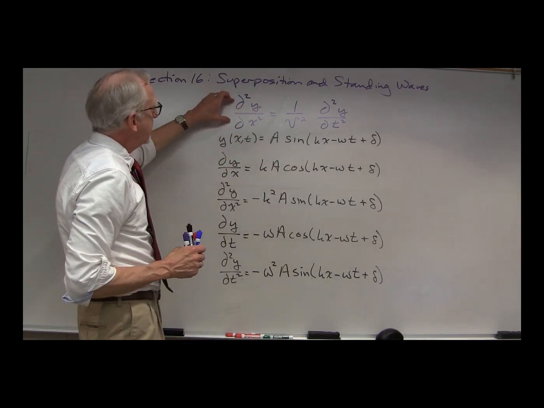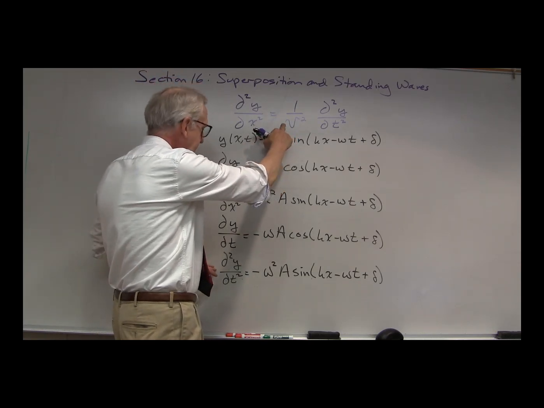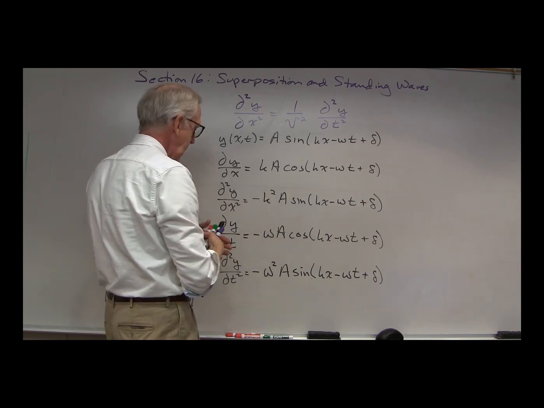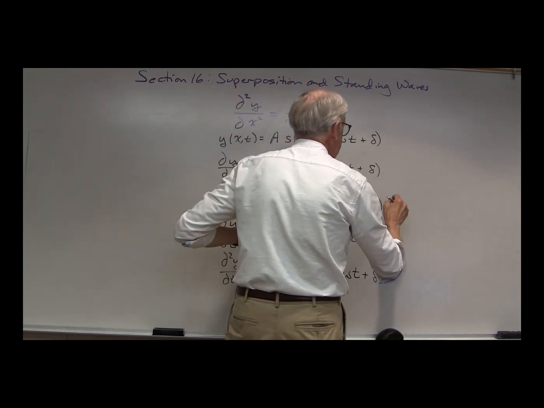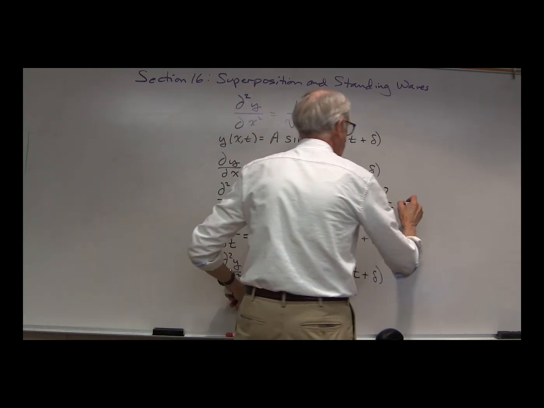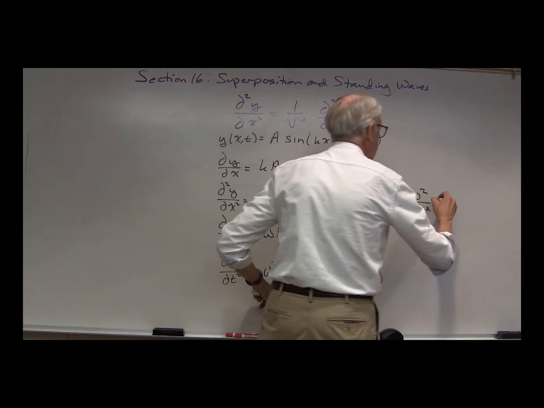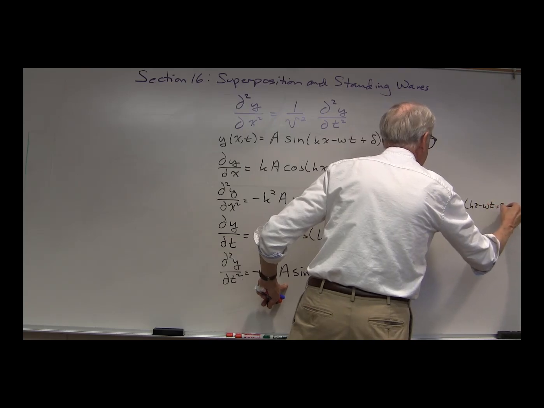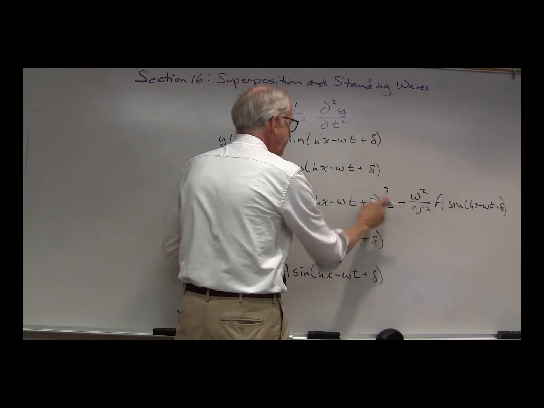What do we want? We want d squared y dx squared to be equal to 1 over v squared times this. So I'm going to write this times 1 over v squared, and we will see, does that equal this thing? So this will be minus omega squared over v squared A sine of kx minus omega t plus delta. And I hope that's all in the screen there. So, do these two things equal each other?